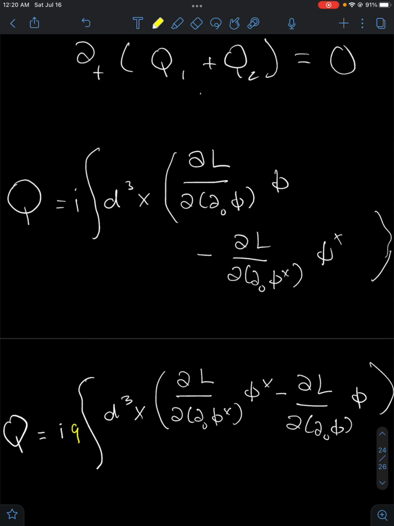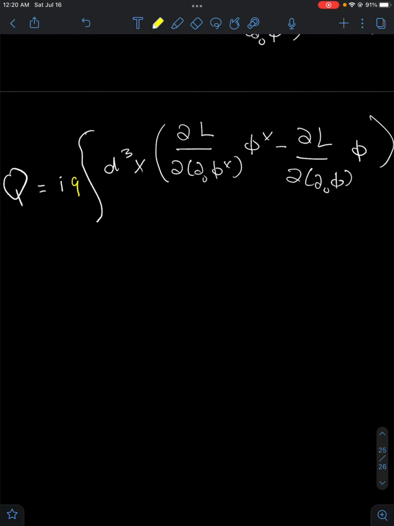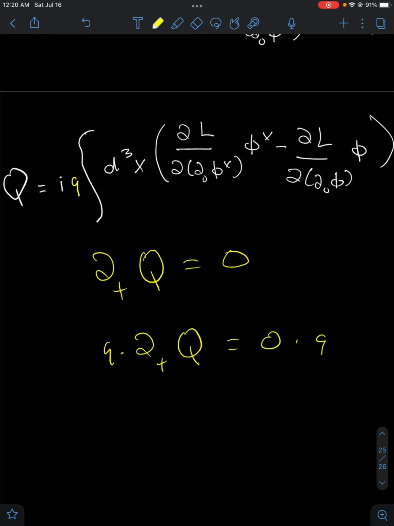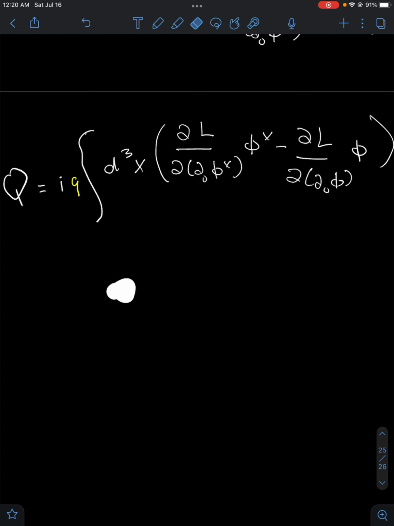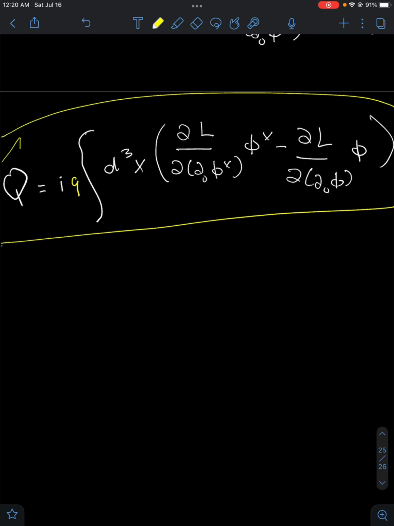All right? Now again, we can do this because we have the partial t Q equals 0. We can add any constant we want, all right? Since multiplying 0 by anything doesn't change its value. Now this constant q is a pretty important number. We actually call it the electric charge. And yeah, this is our desired result. And Q is called the charge operator.